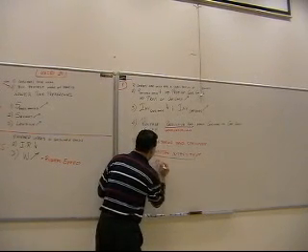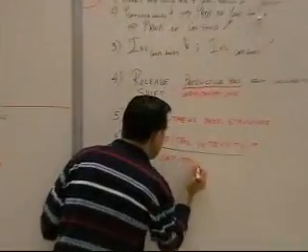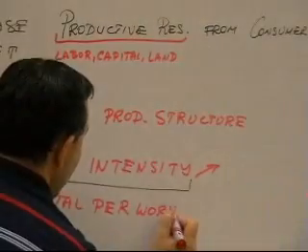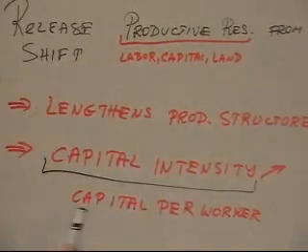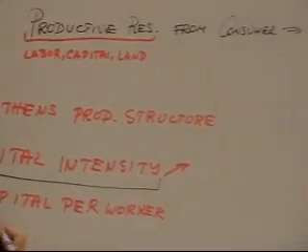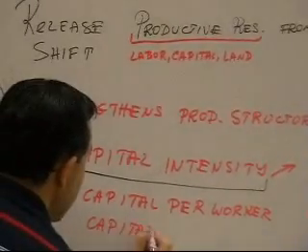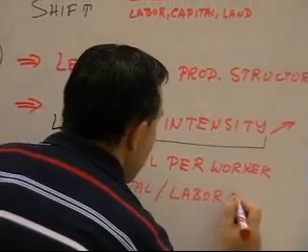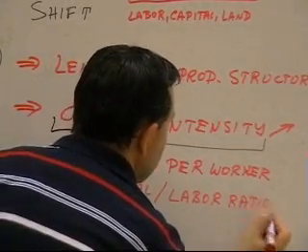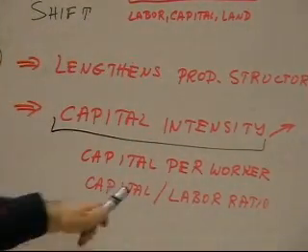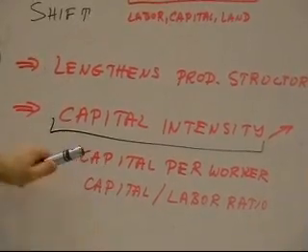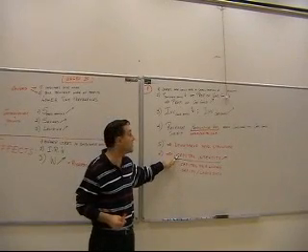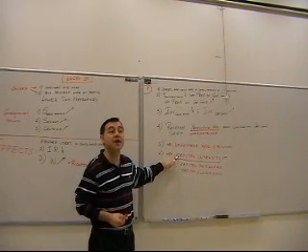A different way of saying it is the capital, number one, per worker, and number two is the capital/labor ratio. Alright? So whether we say capital labor ratio, whether we say capital per worker, or whether we say capital intensity, it is the same thing.